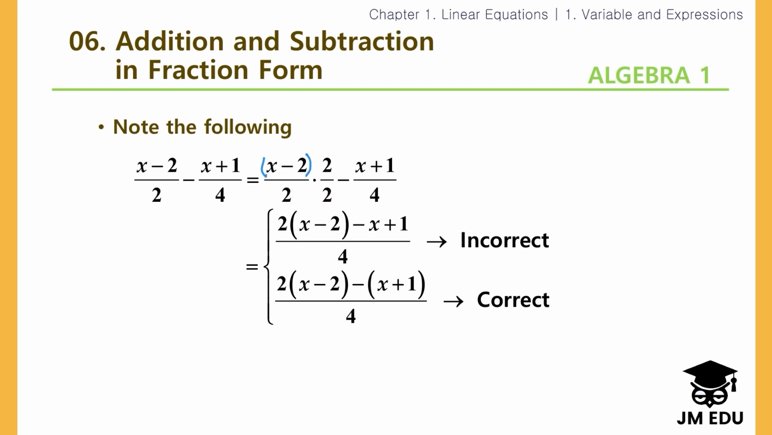And here also, this is minus of all of this expression. All of this expression, okay? So that has to be minus parenthesis x plus 1. Just like that, okay? If we don't use a parenthesis, just minus x plus 1, that's not correct. That's going to be wrong, okay? So this is a correct expression, right?